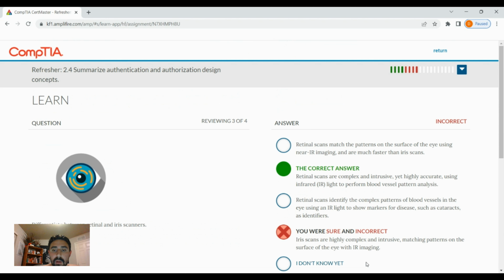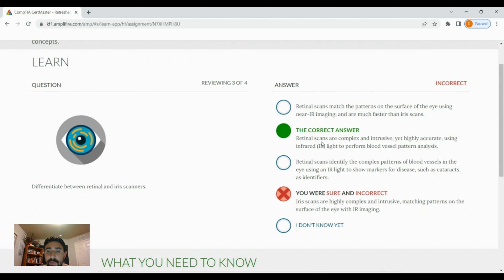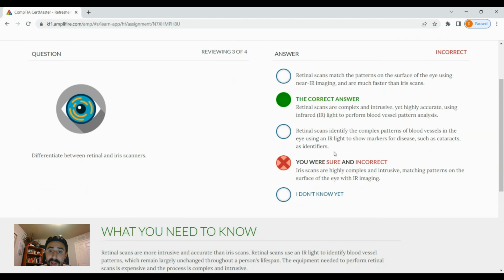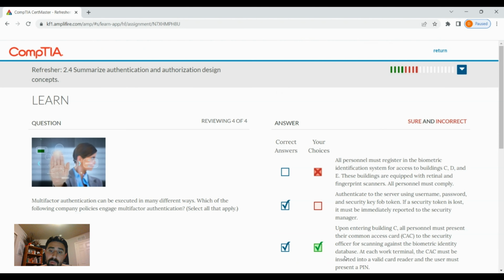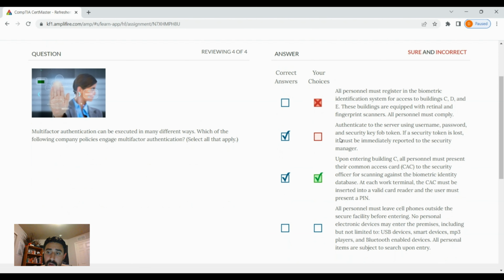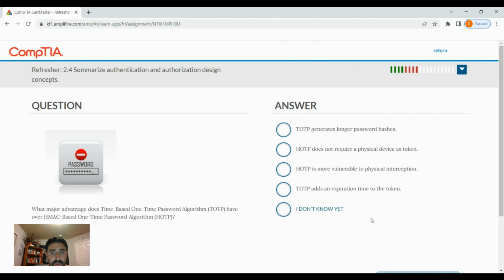Perfect. All right. So differentiate between the retinal scan and the iris scan. And the correct answer is that retinal scans are complex and intrusive, yet highly accurate, using infrared light to perform blood vessel pattern analysis. So retinal scans are highly intrusive. Okay, gotcha. That makes way more sense with that knowledge there. Token. Okay, perfect. Let's get it. Let's continue here.